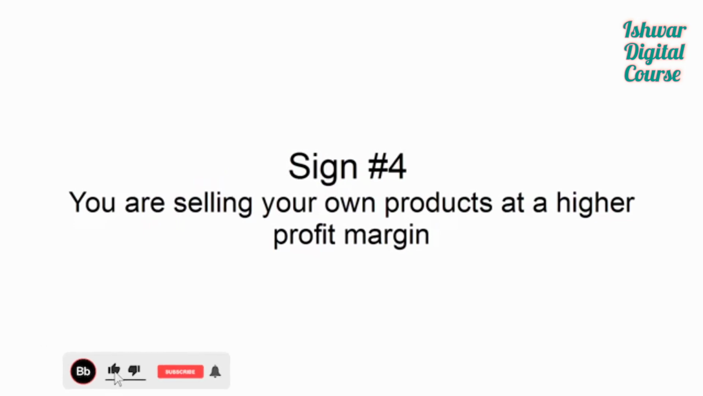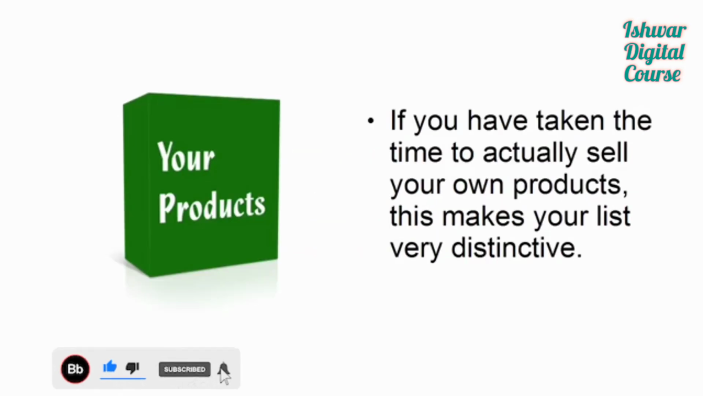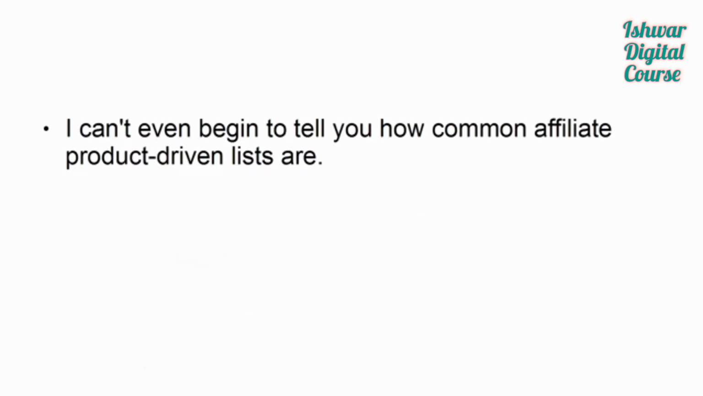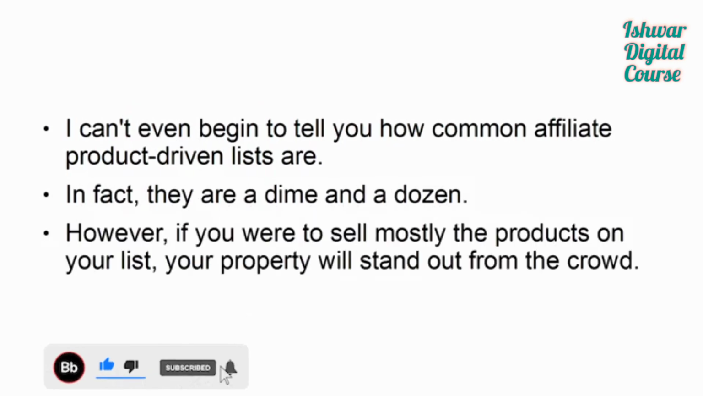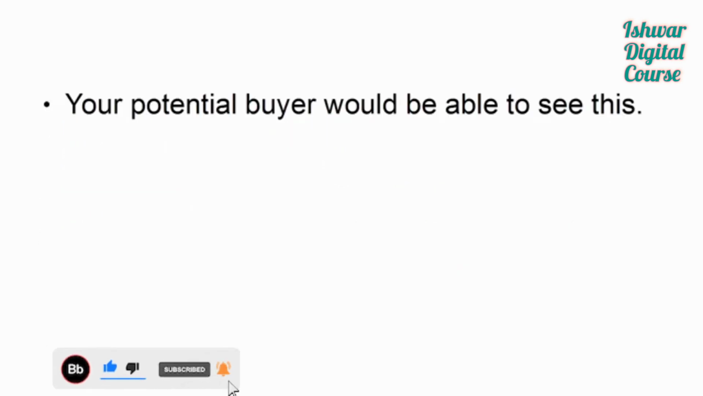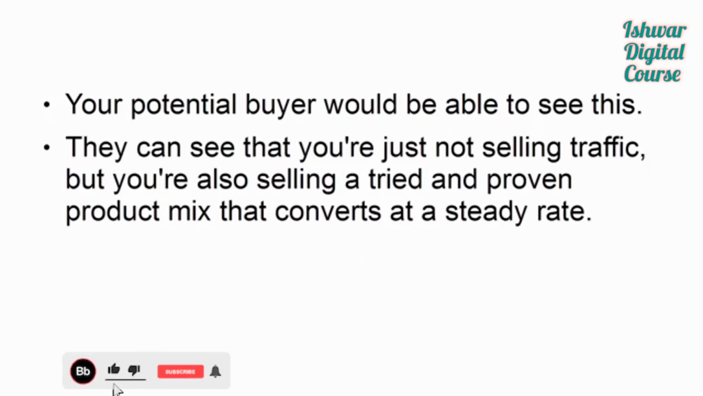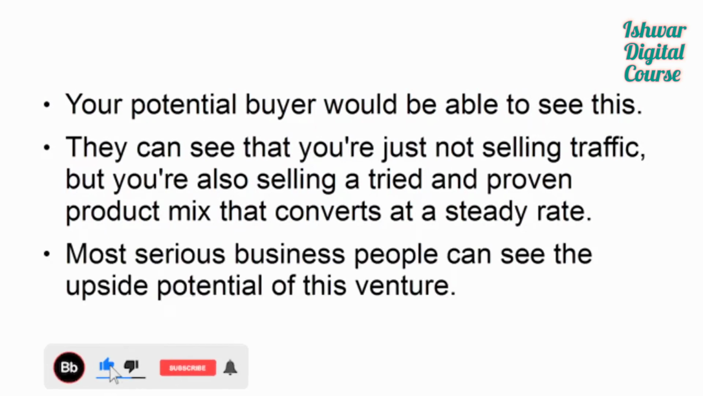Sign number 4. You are selling your own products at a higher profit margin. If you have taken the time to actually sell your own products, this makes your list very distinctive. I can't even begin to tell you how common affiliate product-driven lists are. In fact, they're a dime a dozen. However, if you were to sell mostly your own products on your list, your property will stand out from the crowd. Your potential buyer would be able to see this. They can see that you're not just selling traffic, but you're also selling a tried and proven product mix that converts at a steady rate. Most serious business people can see the upside potential of this venture.